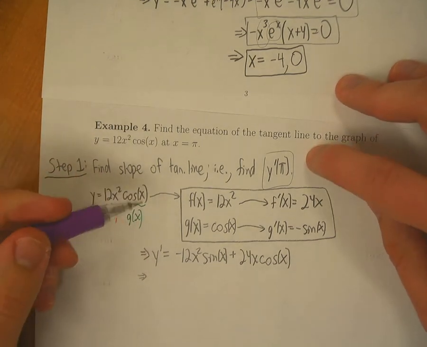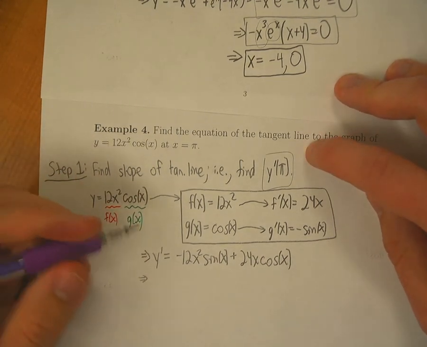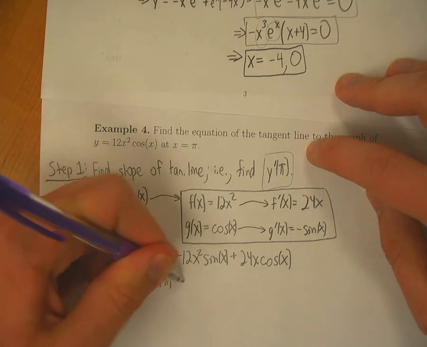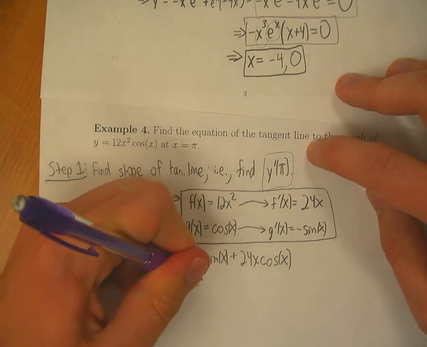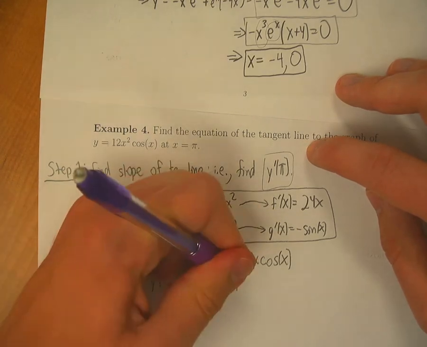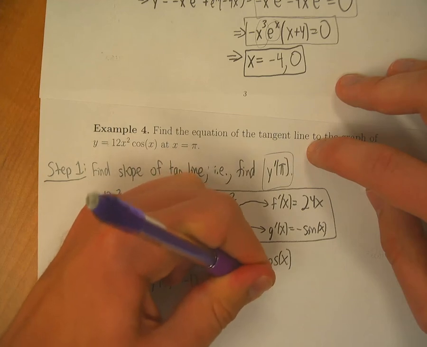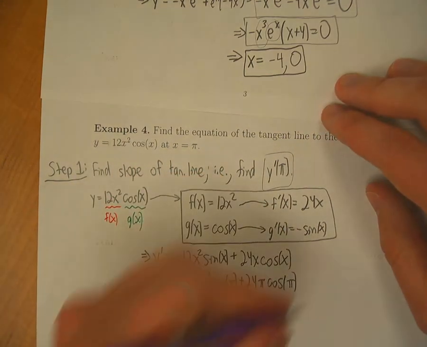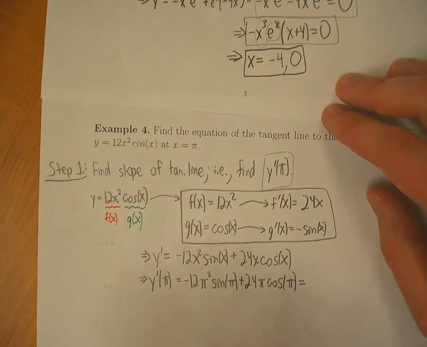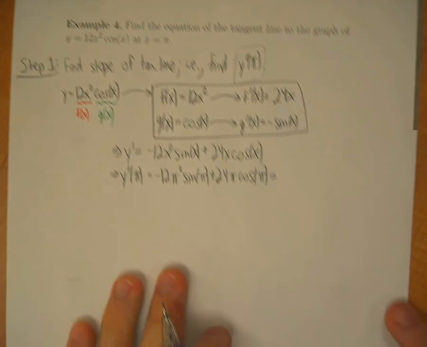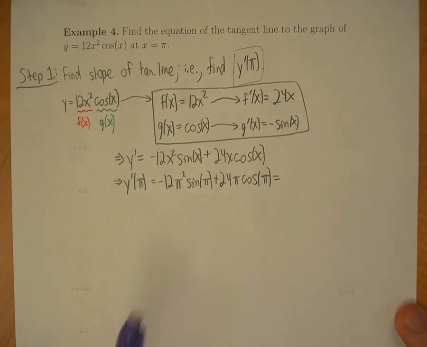But as we mentioned, we need to let x equal pi from this. So if we do that, we have negative 12 times pi squared times sine of pi plus 24 pi times cosine of pi. Okay? So if we were to simplify this expression using stuff from the unit circle, what should we then get as our slope?